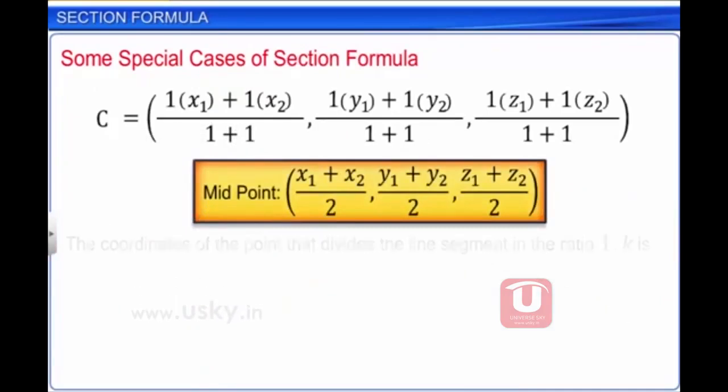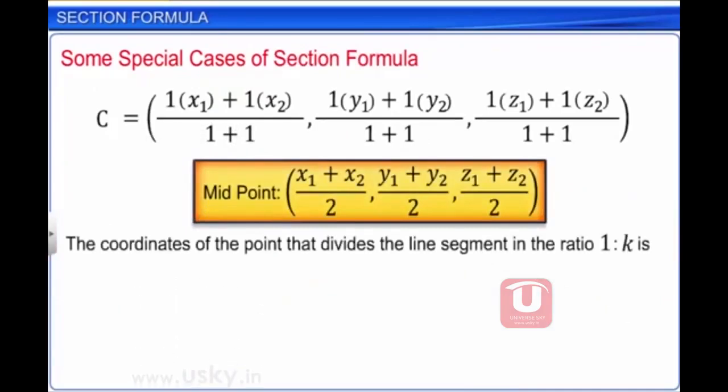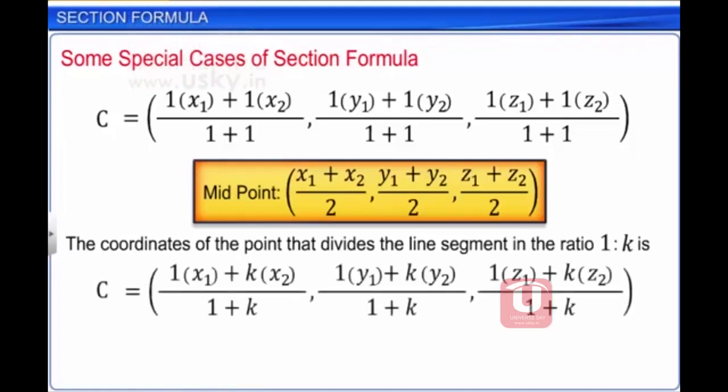If point C divides the line segment in the ratio 1:k, we get this. The coordinates of the point that divides a line segment in the ratio 1:k is as shown.